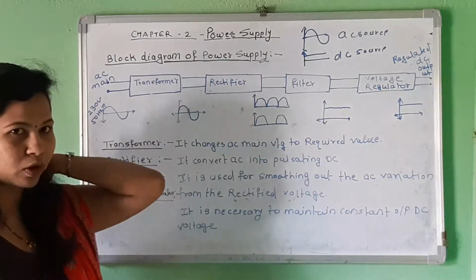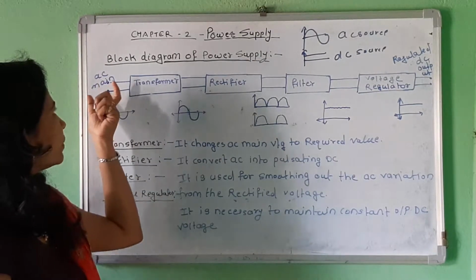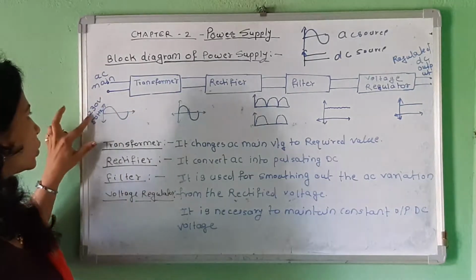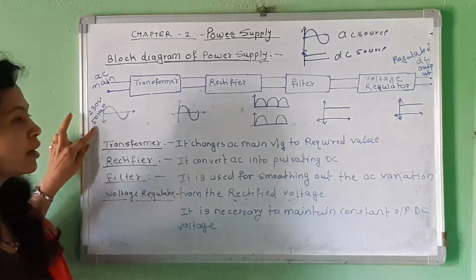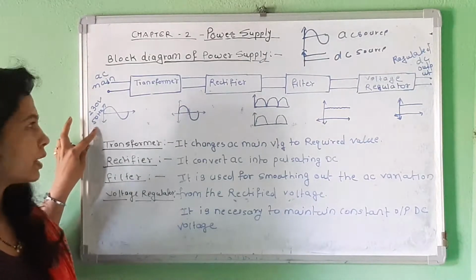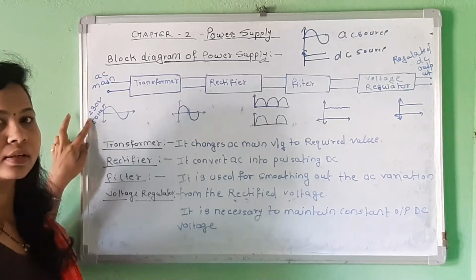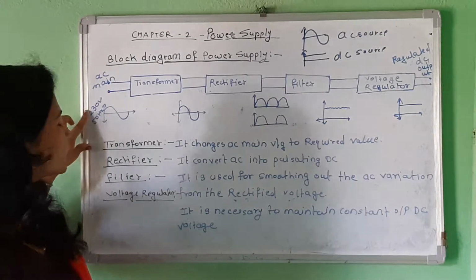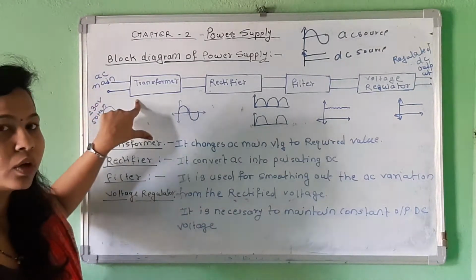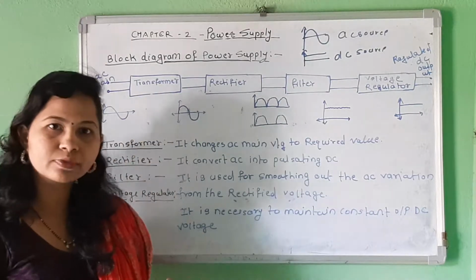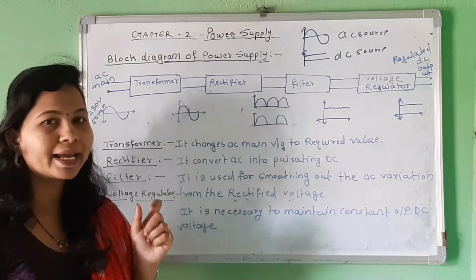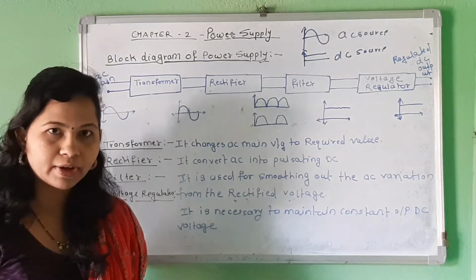First we'll see the transformer. The input given to the transformer is AC mains, which has 230 volt RMS and frequency of 50 Hz. This is the standard frequency in India, and 230 volt is again a standard value. So 230 volt 50 Hz AC mains is given to the transformer. Now what is the use of transformer? Transformer is used to change the AC mains voltage into the required value.